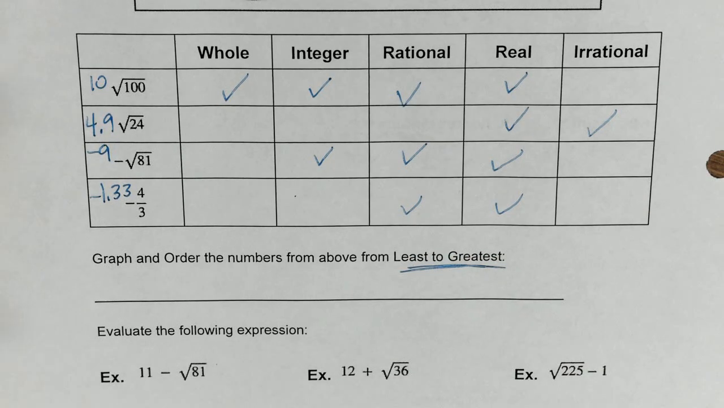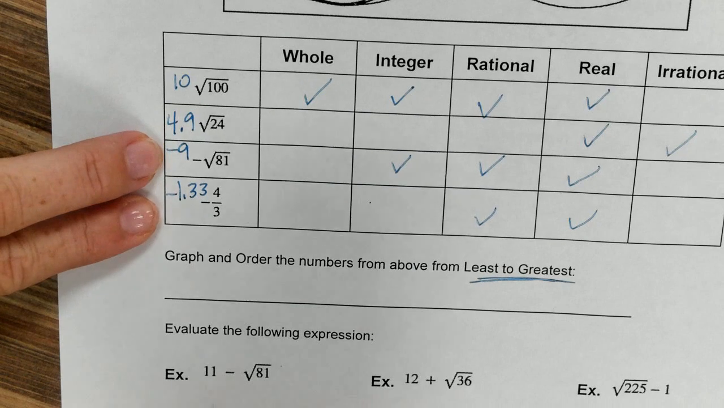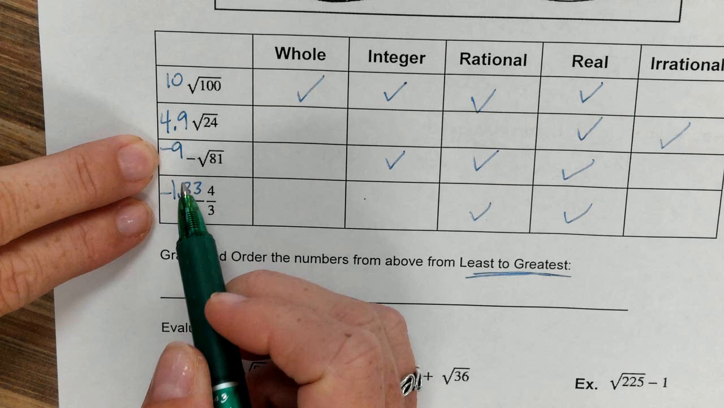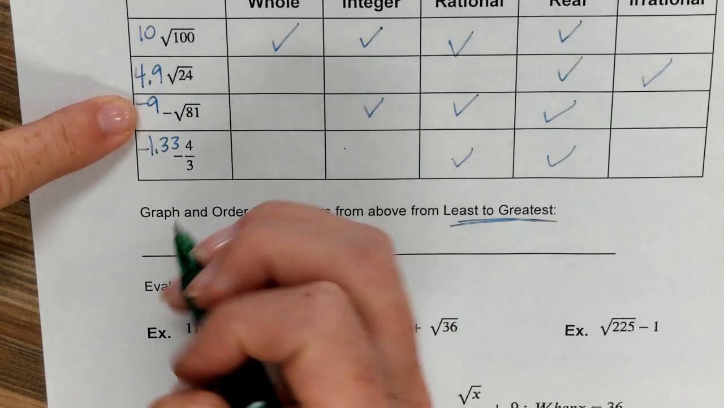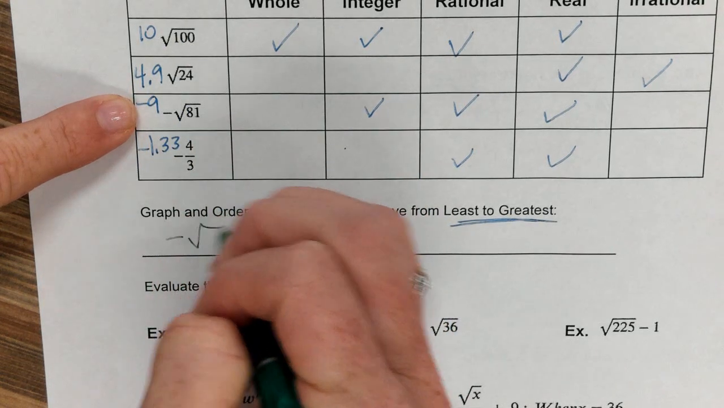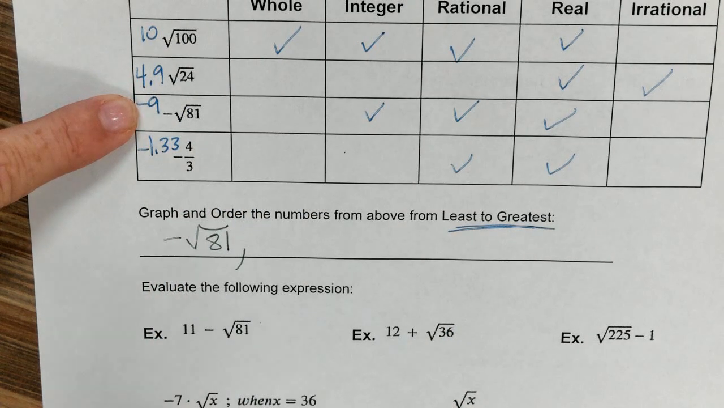Now we're going to go order these from least. What is always the least? Negatives. Remember, negatives are like owing money, and the more money you owe, the less money you have. These are my only 2 negatives. Which one of these would I owe more? So it is worth the least amount. And then I would write it in its original form. The negative square root of 81 is worth the least.